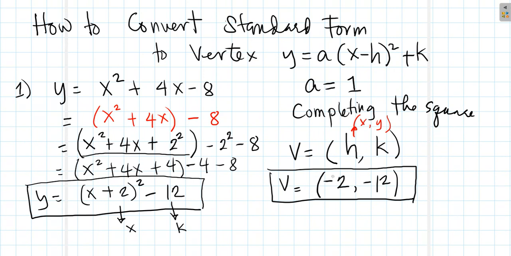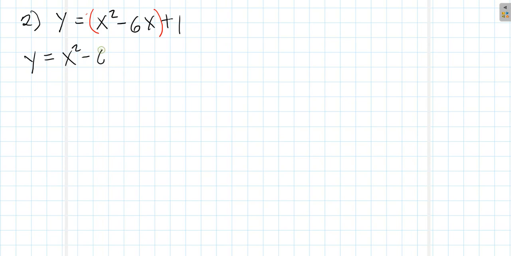Okay, so we have another example for you to master the process. Okay, so we have next number 2. So y is equal to x squared minus 6x plus 1. So our example is when a is equal to 1. So therefore, we are going to separate the terms with a variable. So therefore, y is equal to x squared minus 6x plus, then we're going to complete minus blank and add plus 1.